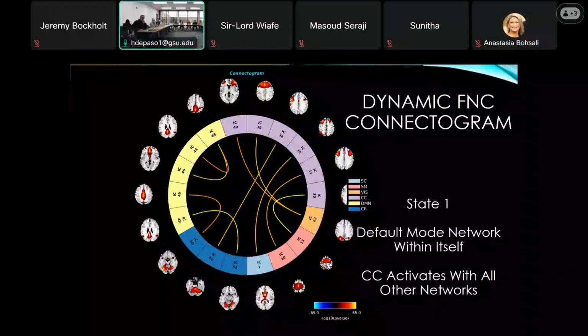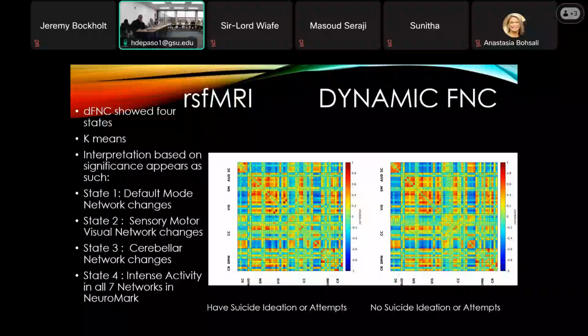Which state was that one you're showing? This is state 1. I don't understand why you're showing both of these FNCs, because I can't really see any difference. He has the group differences on the next 4 slides. I thought it'd be better to show more data as opposed to less. You need to work on your FNC Zen, Cyrus. Yeah, it's obvious that there are differences.